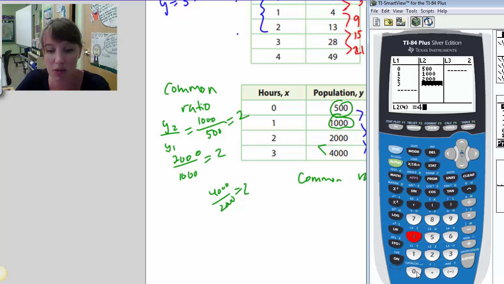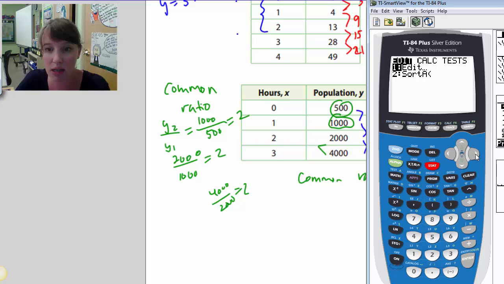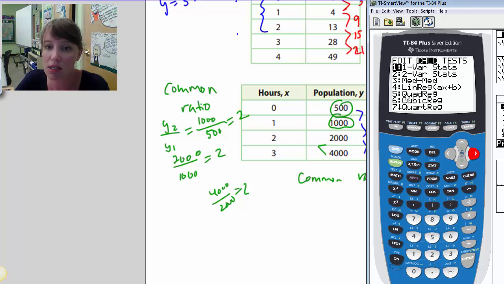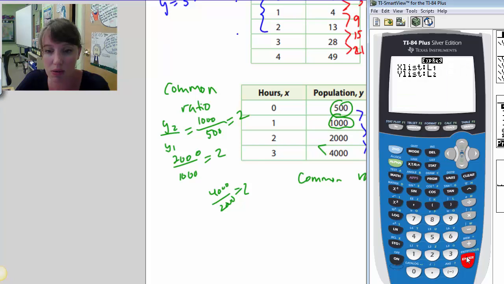Let's see, 2,000 and 4,000, okay? And then what you do is go Stat, go over to Calc, and you want to fit an exponential regression right there. Right here. So option 0, X list is good, Y list is good. Let's store it in alpha trace 1, Y1, and calculate.